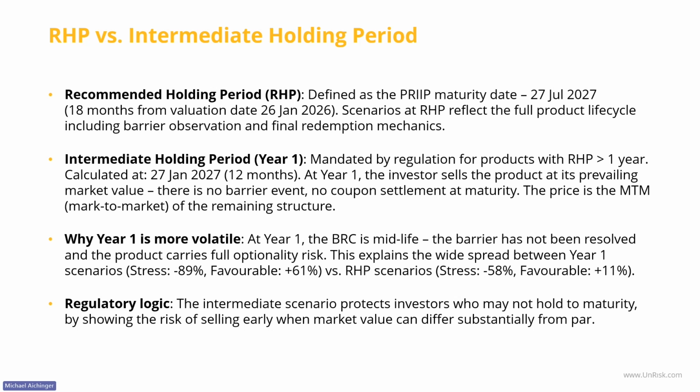Why one year? We will take a look at the values. Why is one year more volatile in such a barrier reverse convertible setting? Basically, it's because you still have the optionality. You do not know how your barrier sorts out. This will explain the wide spread we will see between the year one scenarios, stress and favorable, versus the recommended holding period scenarios. The regulatory logic behind this is that the intermediate scenarios protect investors who may not hold until maturity by showing the risk of selling early, when market value can differ substantially from the par value.